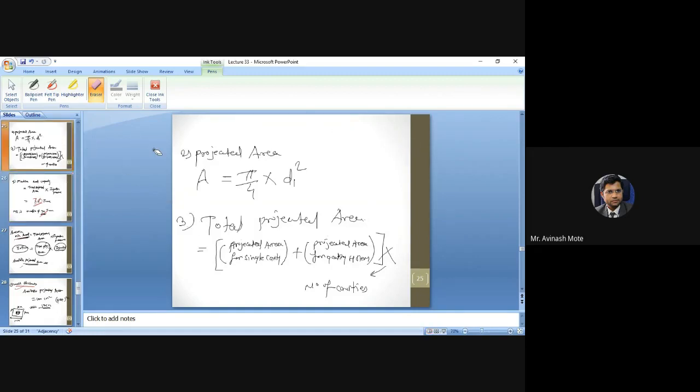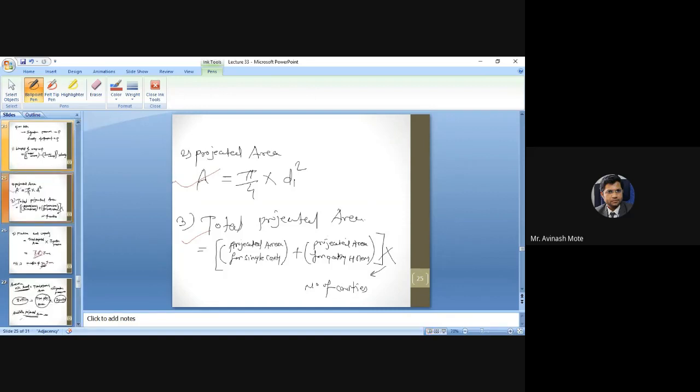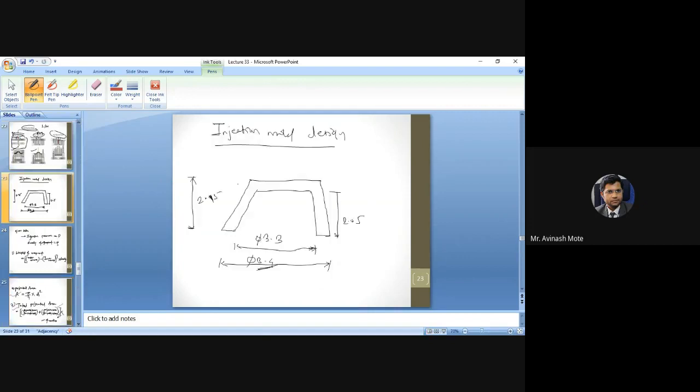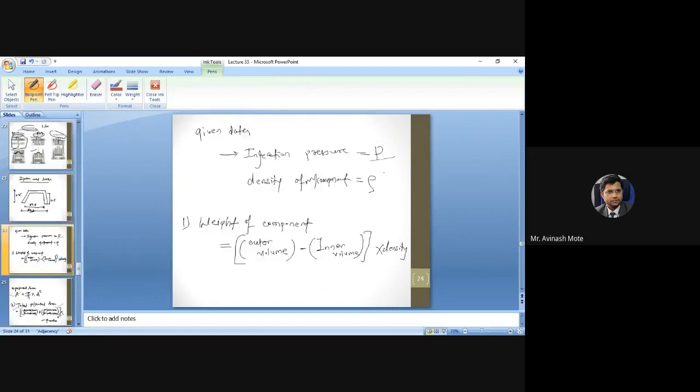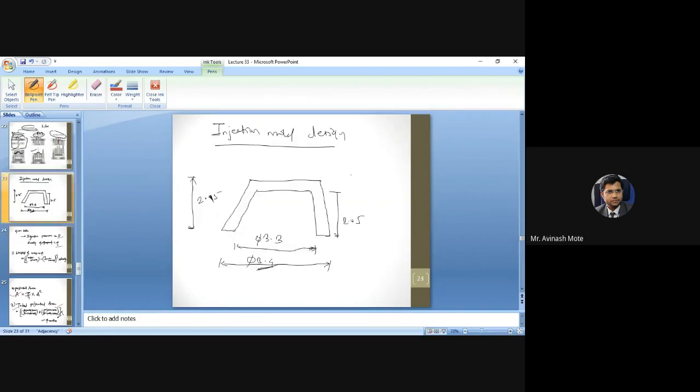So you will have to calculate the total projected area and the individual projected area, considering the gating system area while calculating the projected area. This will be given in the problem: injection pressure, density of the component, and the design of the component. From that you can calculate volume, and from the volume and the density you can calculate the weight of the component.